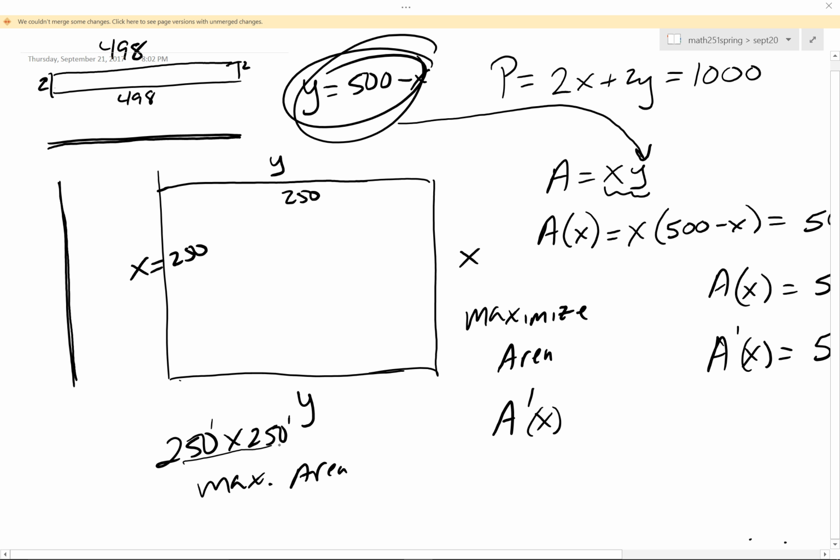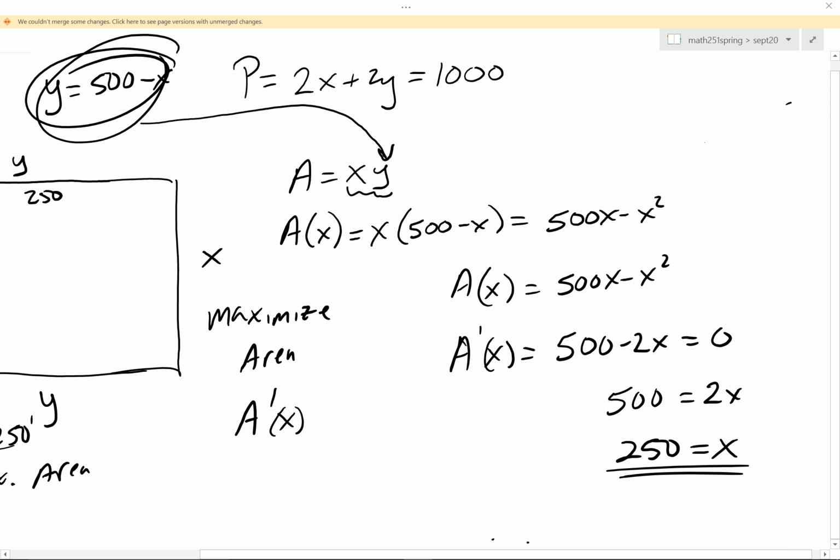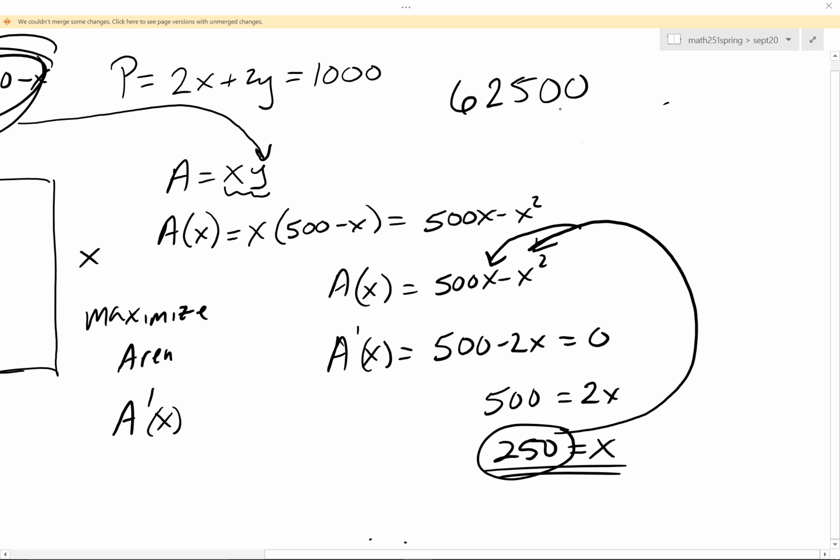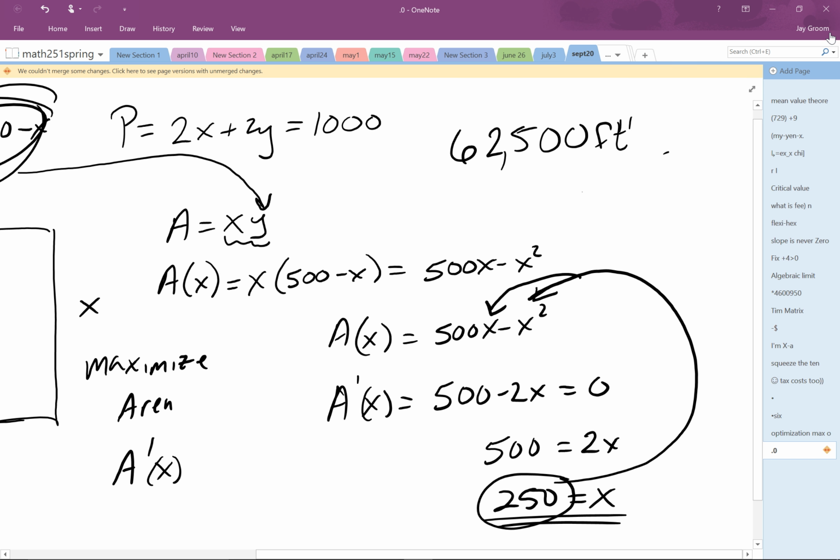Now, some people would say, well, what is that maximum area? Well, of course, you could multiply it out. Okay. But you know what's even cooler? Check it out. What would happen if you put 250 into here? You would get the same thing as taking 250 times 250. So that would be 625, and then I think 2 zeros. Anyway, square feet, and that's what you'd find out that it was. Okay. That would be the maximum amount of square footage he could build if he was using a rectangular pasture.